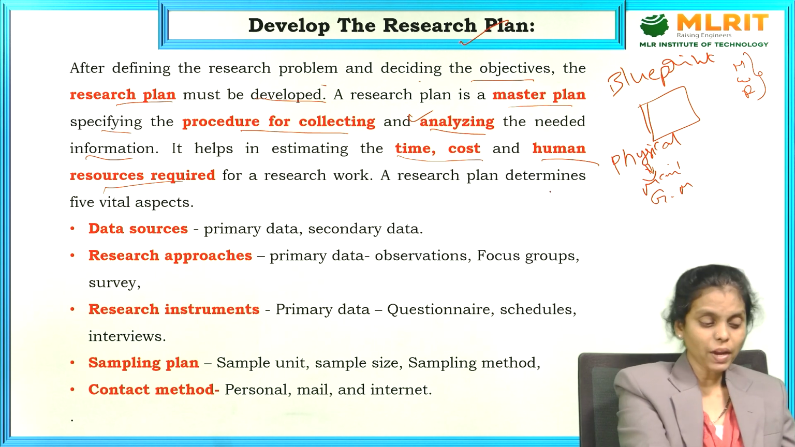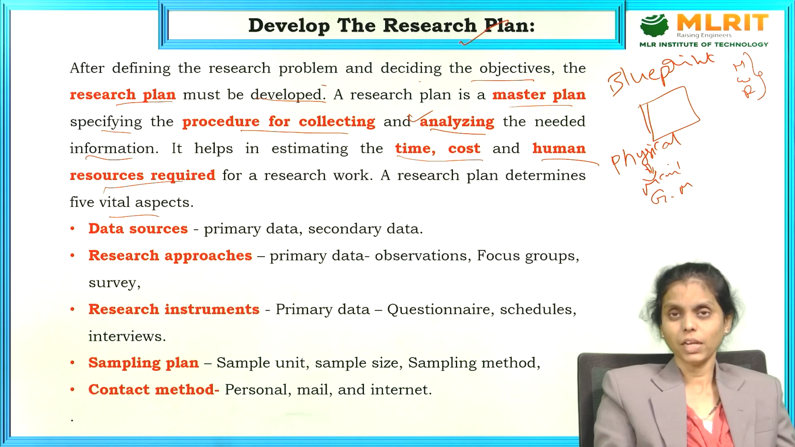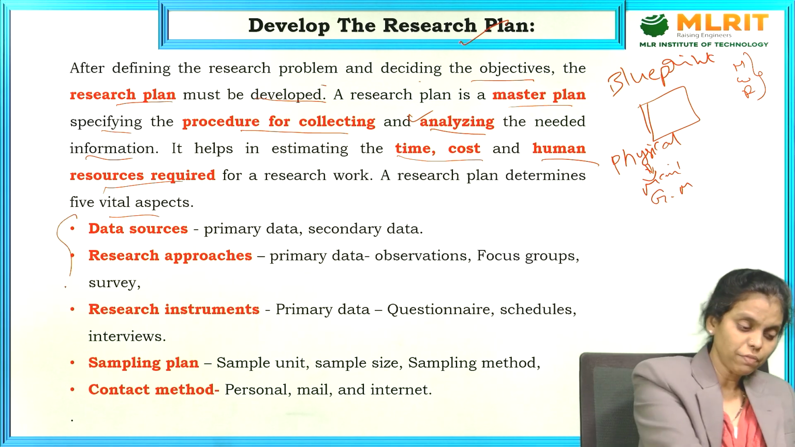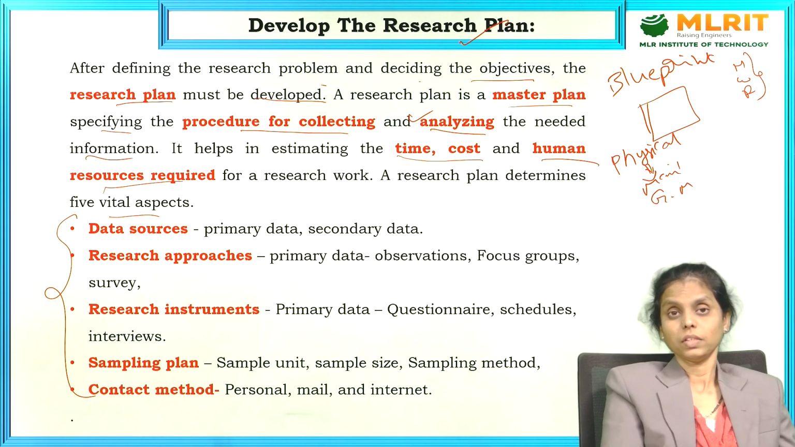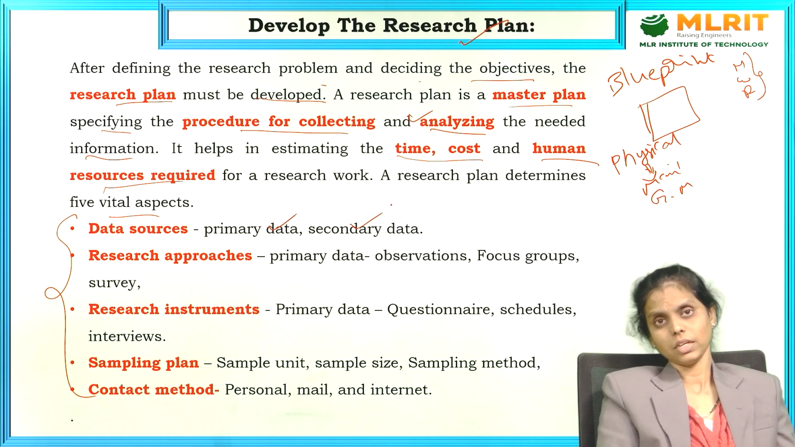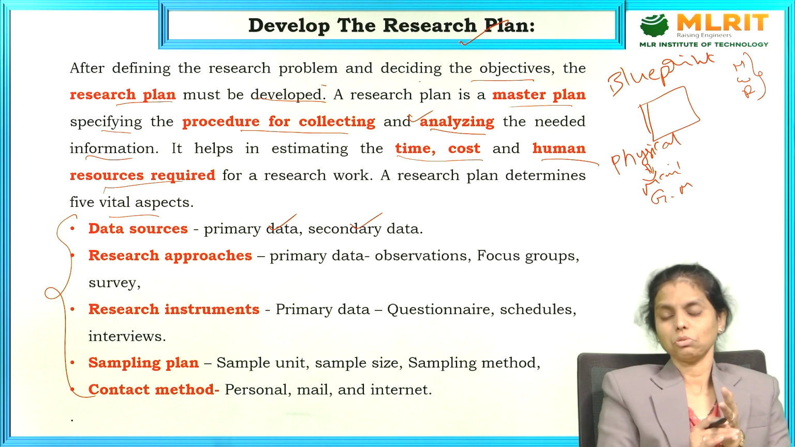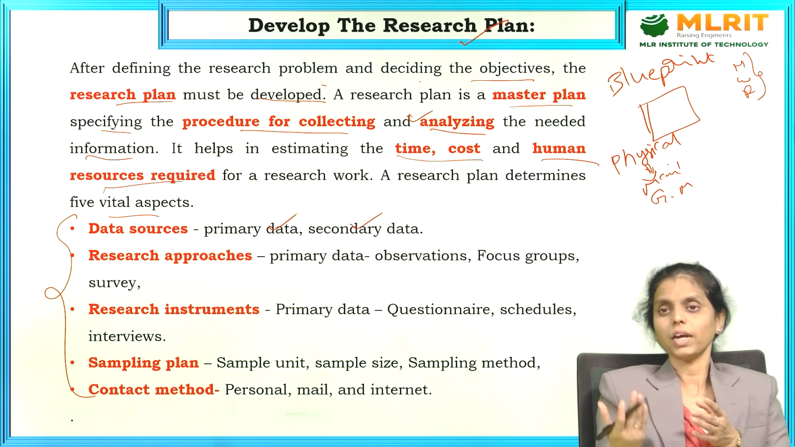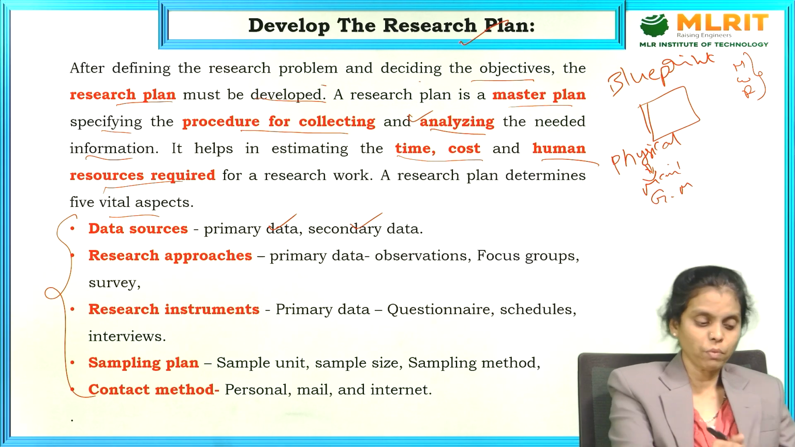All these elements we will prepare under a research plan. A research plan is determined by 5 vital aspects. Whenever we are preparing a research plan, there are 5 different aspects that will be focused on. The first one is data sources. Either we are going to use primary, fresh-hand data or already existing data. If it is first-hand data, then what are the sources? If it is second-hand data, already collected, what do we want to use: research reports, journals, and so on.